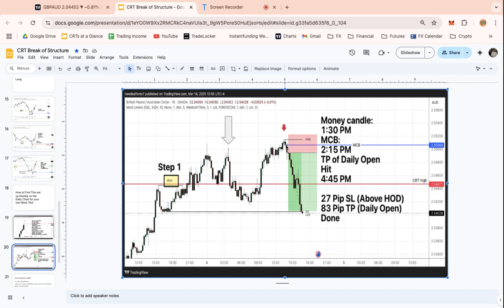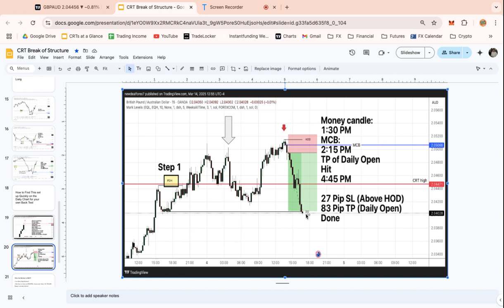And look at this. This was worth it because let's say you only risk 30 pips on this one. But then when the real money candle hits and you take it, this was an 85 pip drop. So you lose 30, but you make 83. You end the day net positive with a net 50 pips, just to round it. This entry would have been a 27 pip stop loss and an 83 pip take profit, take profit down to the daily open.